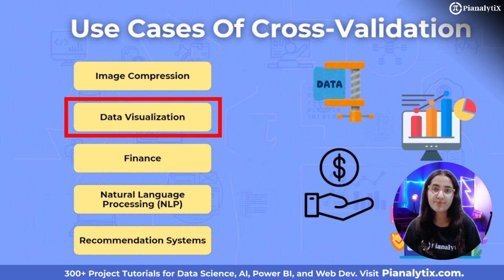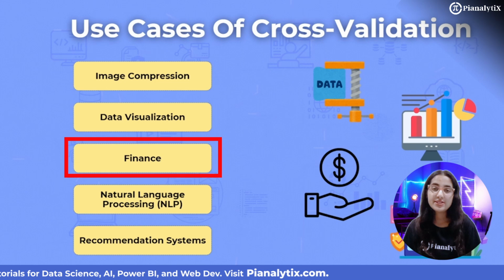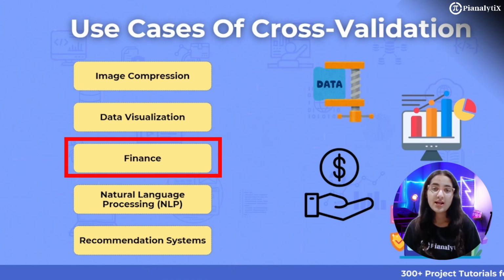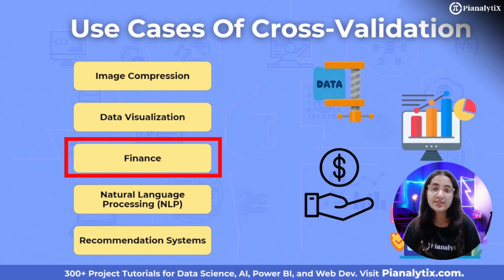Second, data visualization. When dealing with high dimensional data, visualizing it in 2D or 3D can be difficult. PCA helps by reducing the data to two or three principal components, making it easier to plot and analyze trends. Third, finance. In stock market analysis, PCA can reduce the number of correlated variables, like different stock prices, and help identify the main factors driving market movement. These can assist in risk management, portfolio optimization, and pricing models.